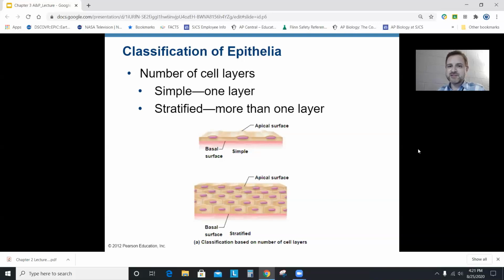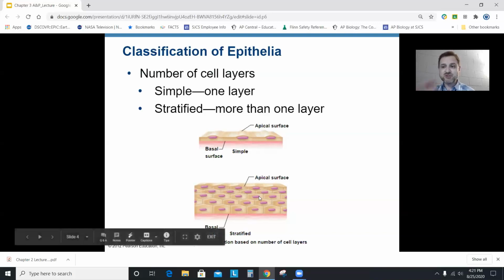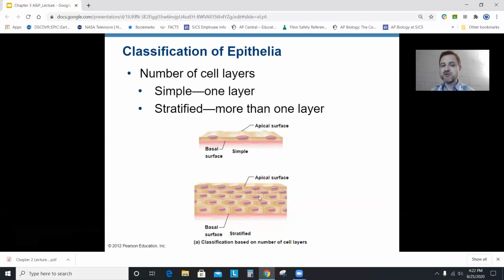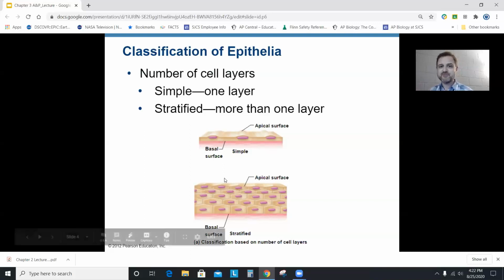So the way that you classify epithelial tissues, there's 2 main things you look at. First, you look at the number of cell layers. If it's a 1 cell layer thick membrane, just 1 cell layer, that's called a simple membrane. You can look at the picture here. If you have more than 1 layer, it's called a stratified membrane. So this is simple and this is stratified. You can categorize all epithelial tissues into whether or not they are simple or stratified. Okay, that's one way to classify.